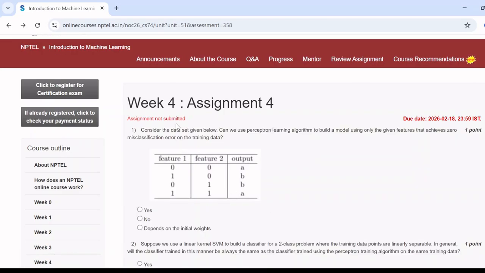Welcome all. In this lecture, we'll solve the Introduction to Machine Learning week 4 assignment. The first question is, consider the data set given below. Can we use the perceptron learning algorithm to build a model using only the given features that achieves zero misclassification error on the training data? Normally, perceptron converges only if the data set is linearly separable. So this data set can be separated by a straight line or a hyperplane. So the option is yes.